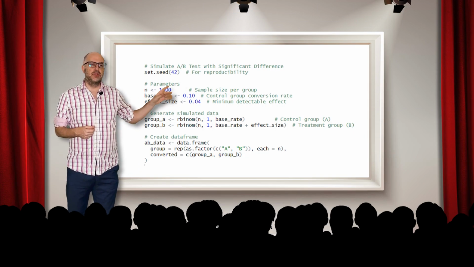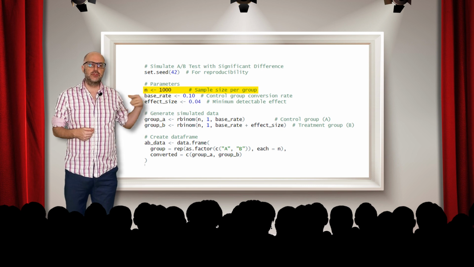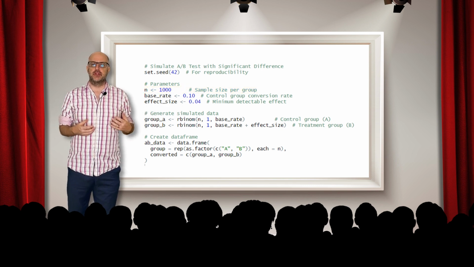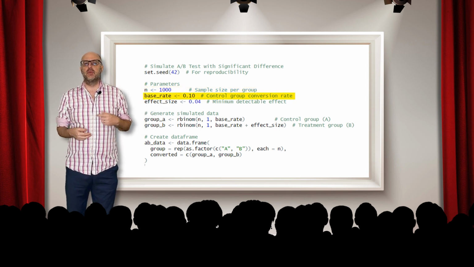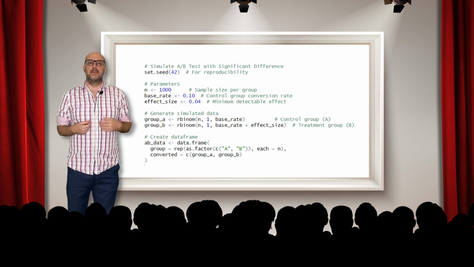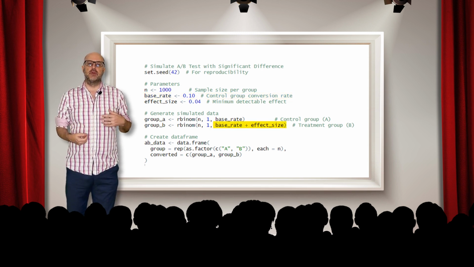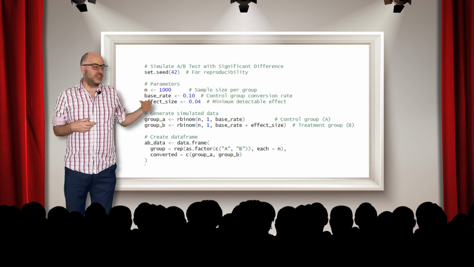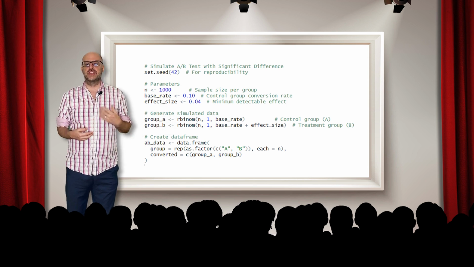We're going to draw a sample of 1,000 people per group. The control group we draw from the binomial distribution with a conversion rate of 0.10, or 10%. The experimental group we draw from the binomial distribution with a conversion rate of 0.14. We're going to turn that into a data frame so we can do our own analysis on this. Life is good. So, time for our analysis.